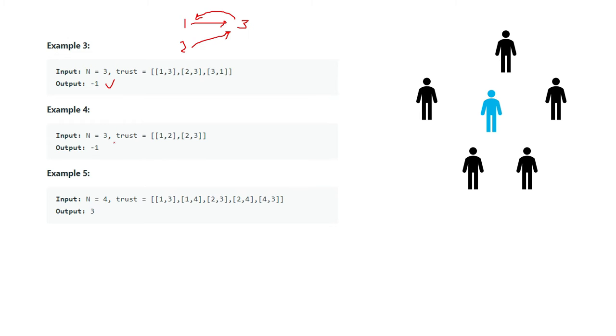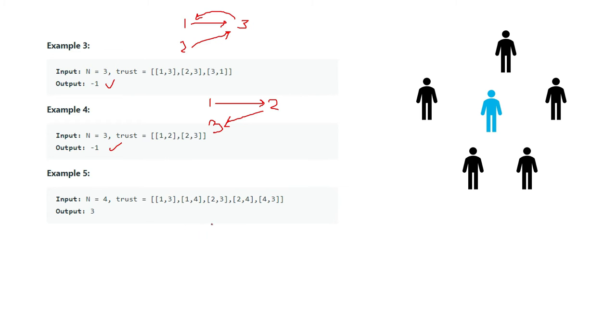So example 4, if you check here, 1 trusts 2 and 2 trusts 3. Okay, so 1 trusts 2, 2 trusts 3. Here who is the town judge? Here no one is the town judge because 3 is trusted by 2 but not by 1. So that's why you will not get a definitive answer and it will be -1.